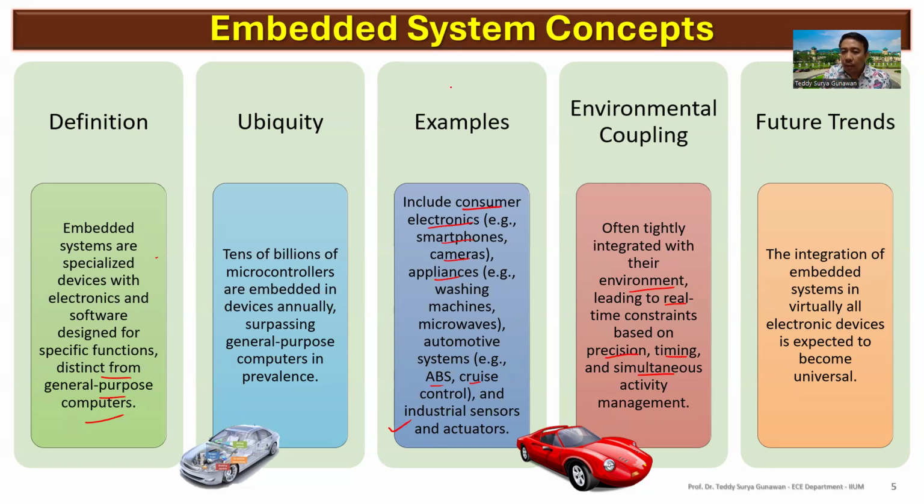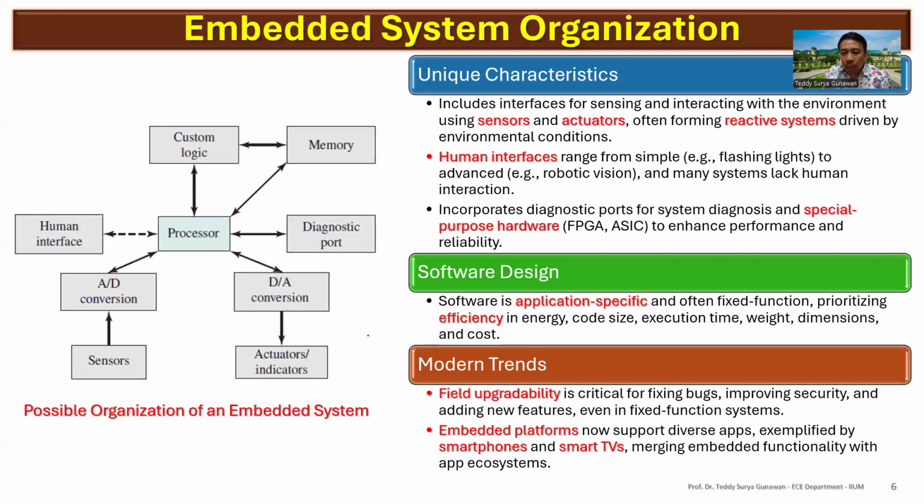So we have the hardware of the embedded system, which also contains software, and one of the important pieces of software is the embedded operating system. Let's move on. This is a possible organization of an embedded system. We have the processors, custom logic, memory. We have a diagnosis port as input or output. We have the human interface, for example an LCD monitor or LED. And we have sensors, which need AD conversion, or actuators, the output.